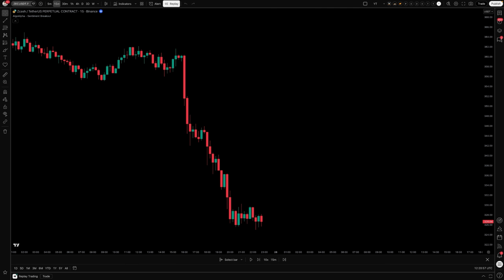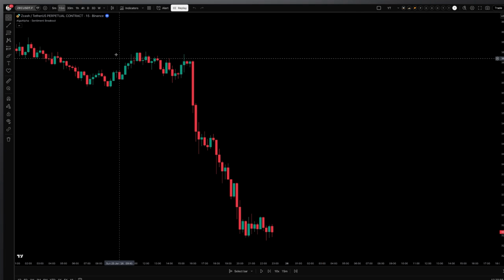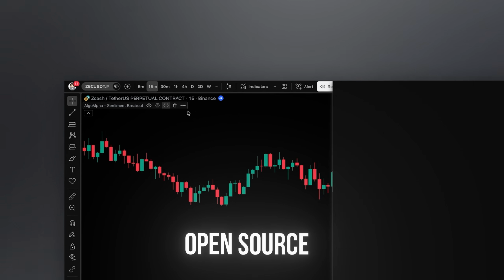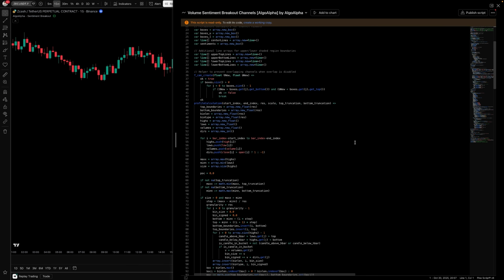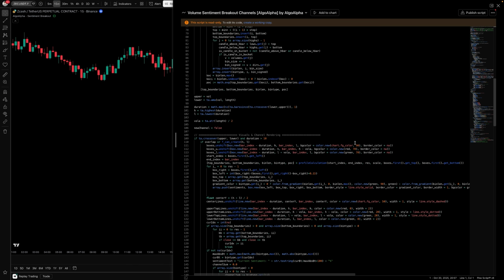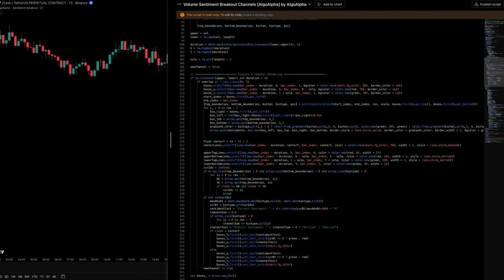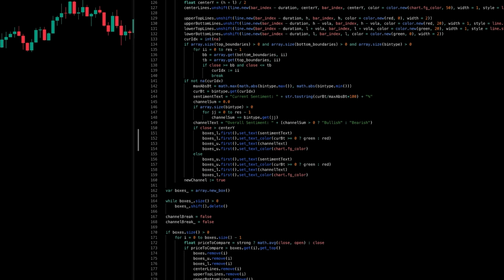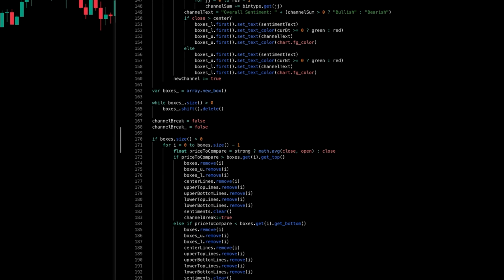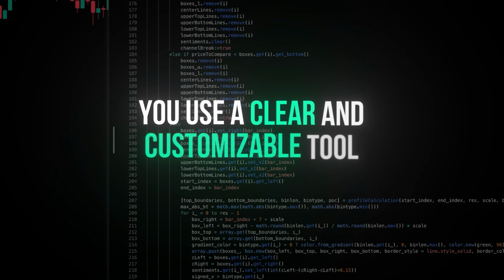For me, as a trader who likes to understand the essence of things, a huge advantage is the open source code of the script. You can look under the hood and see exactly how volatility normalization is calculated, and how the direction is determined. This level of transparency inspires trust. You're not buying a pig in a poke, you're using a clear and customizable tool.